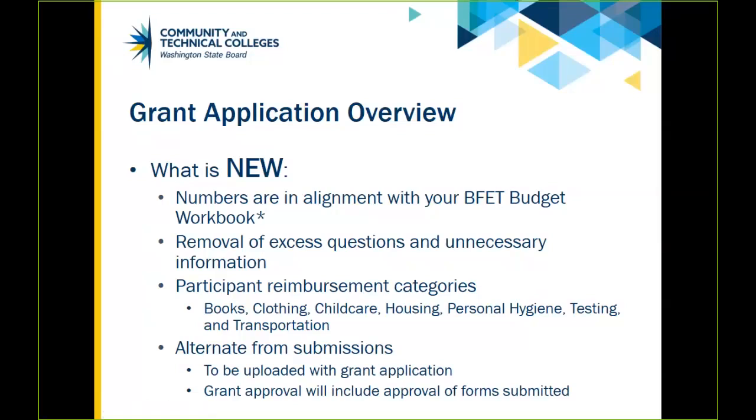Participant reimbursement categories. For those of you that have been inside your grant application, you'll notice that there have been some changes. We have books, clothing, childcare, housing, personal hygiene, testing, and transportation. For books, there is no cap amount. This category is to include books, supplies, and tools. Clothing, there is a $600 per program year cap amount. This includes uniforms, work clothing, etc.